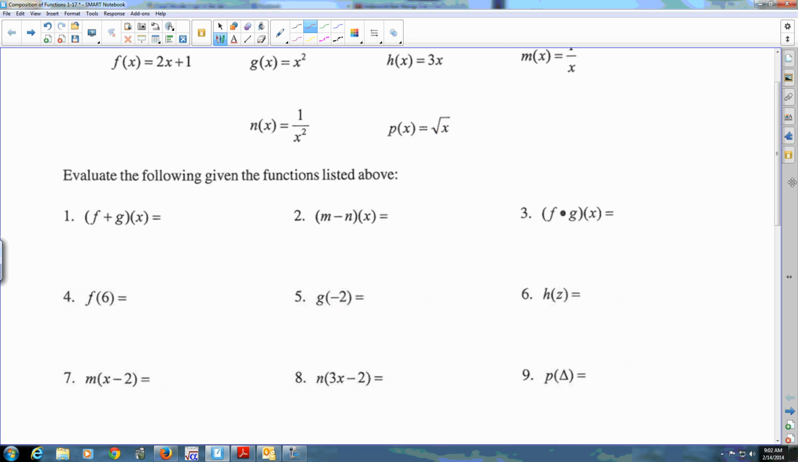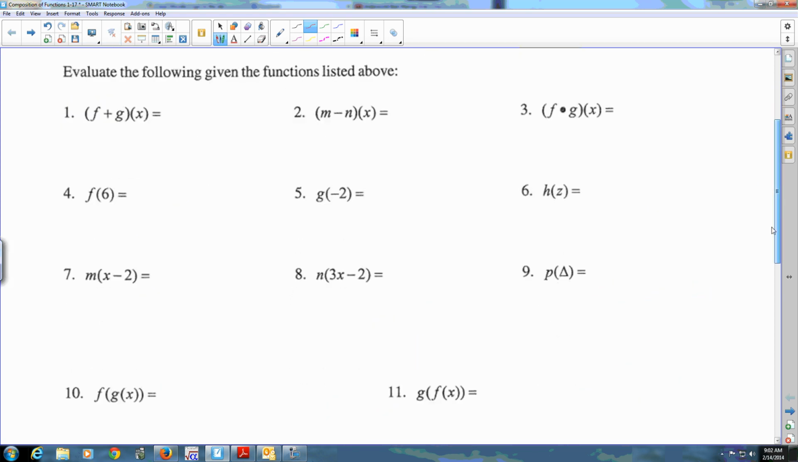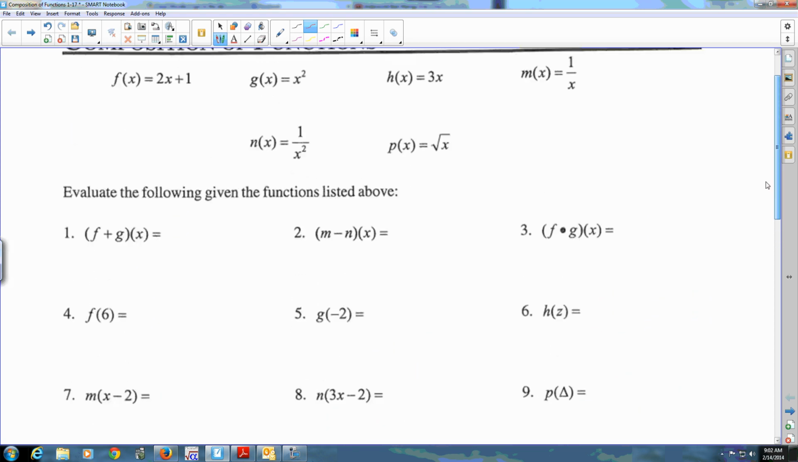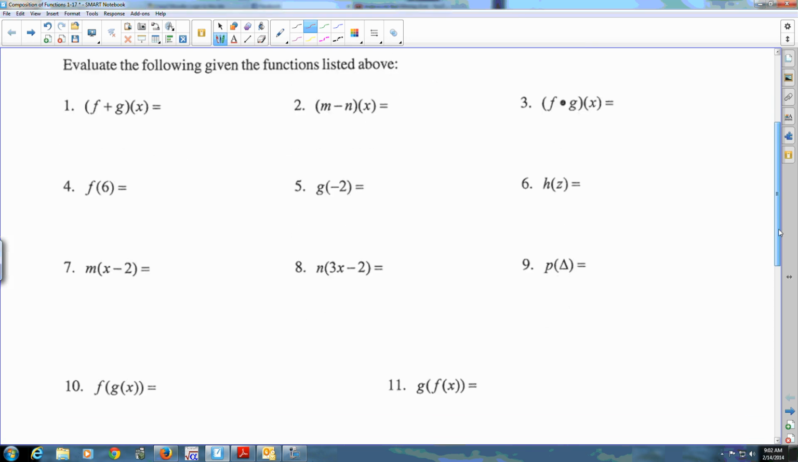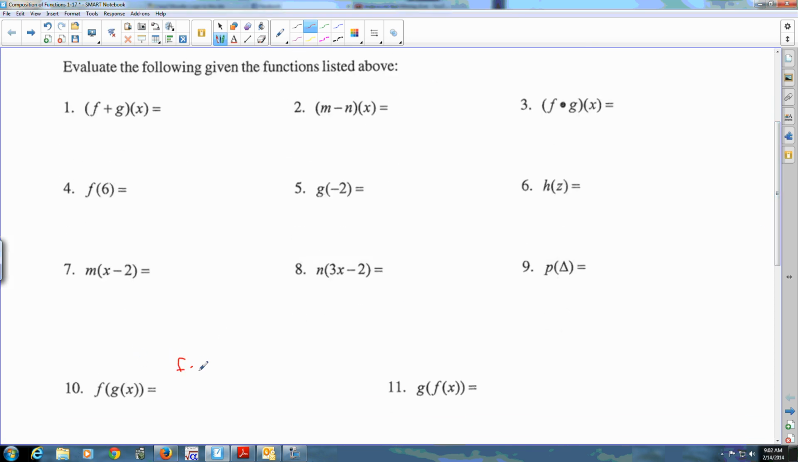Okay? All right, what's next? Okay, f of g of x. So I can't see these, so 2x plus 1 and x squared. So f of x is 2x plus 1. G of x is x squared. So write your outermost function first without the variable.